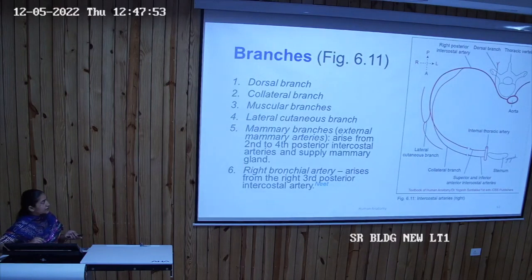What are the branches of the posterior intercostal artery? They are the dorsal branch, muscular branches, collateral branches, and lateral cutaneous branch. The mammary gland is located there, so some mammary branches are there. And you have the right bronchial artery, which arises from the 3rd posterior intercostal artery. So from this whole list of branches, you have to remember the right bronchial artery arising from the 3rd posterior intercostal, which is coming from the descending thoracic aorta.